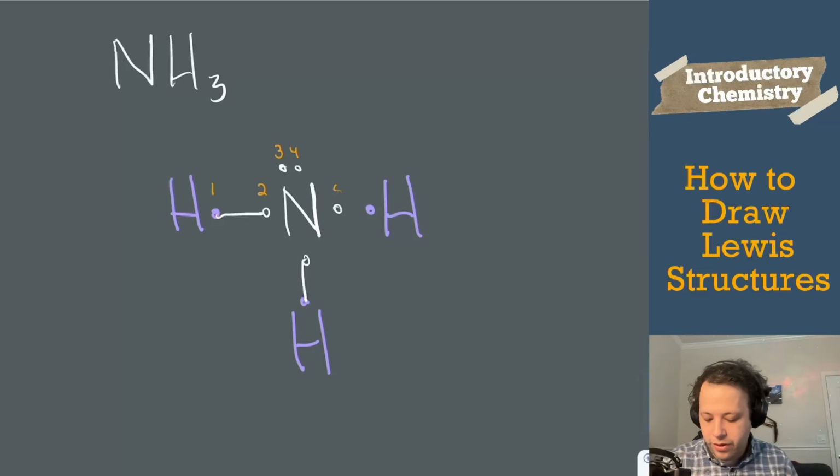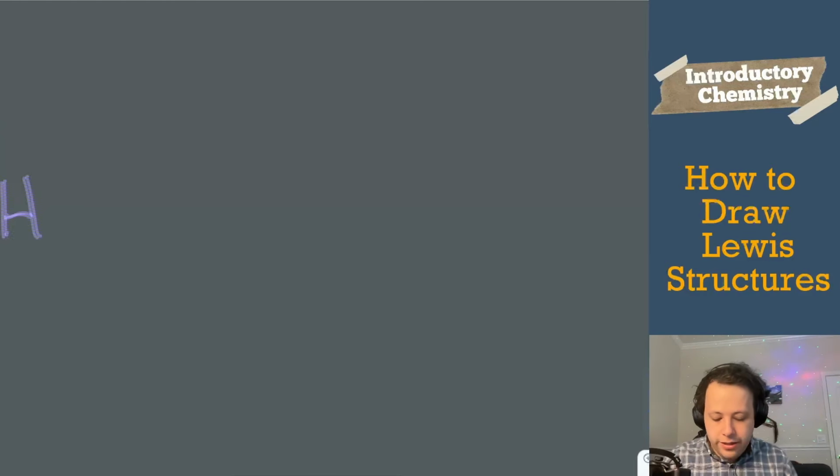3, 4, 5, 6, 7, 8. So everything is accounted for in our structure. We have all of our electrons and we're making them all. Let's try something a little bit harder in terms of trying to figure out structures.